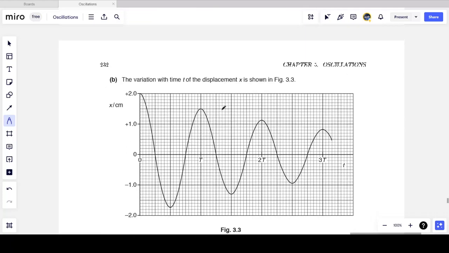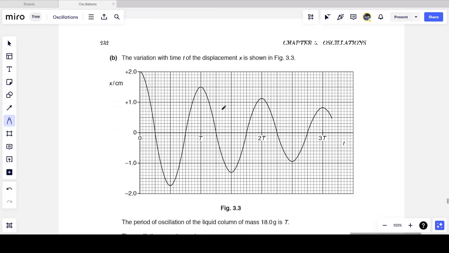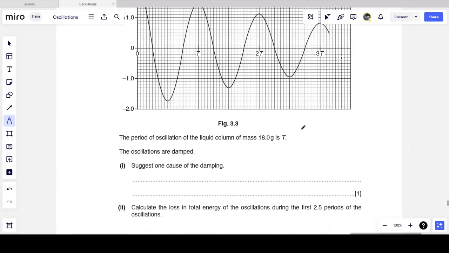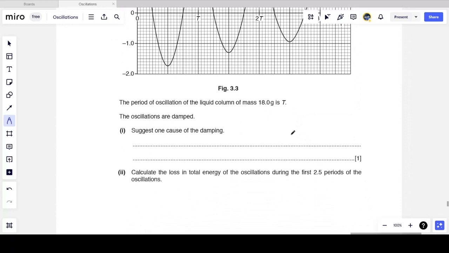A very similar graph is shown again. The variation with time t of the displacement is shown. And the period of oscillation of the liquid column of mass 18 grams is T. And the oscillations are damped. And again, they're asking us for one cause of the damping.